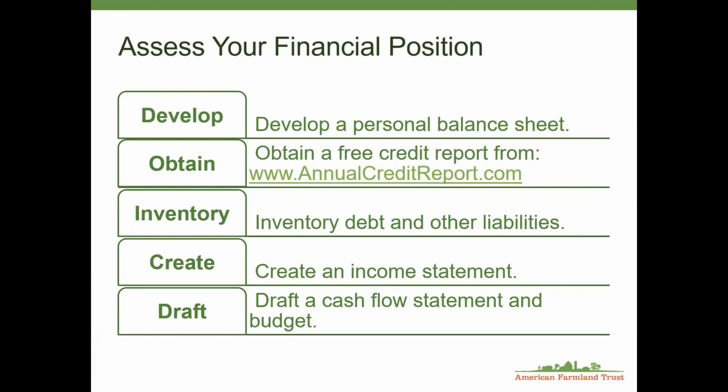Now that you have some initial numbers, it's important to assess your financial position to determine what you can afford. To do this, you will create an up-to-date personal balance sheet, an income statement, a cash flow statement, and a budget, which is essentially a forward-looking cash flow statement. I'm going to walk through each financial statement and even get you started on developing a budget.